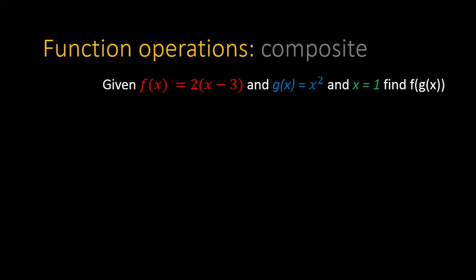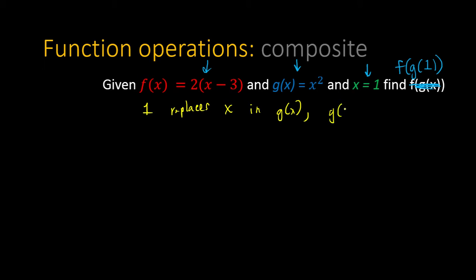Let's practice again. So this time notice that I'm given f of x, g of x, and x. And I think what I meant to say was f of g of 1. So I'm given this independent variable, I'm given f of x, I'm given g of x, and I'm asked to find f of g of 1. So what does that mean? That means 1 replaces x in g of x, and g of 1 replaces x in f of x. So let's do that one at a time.